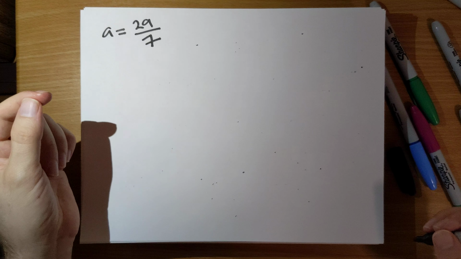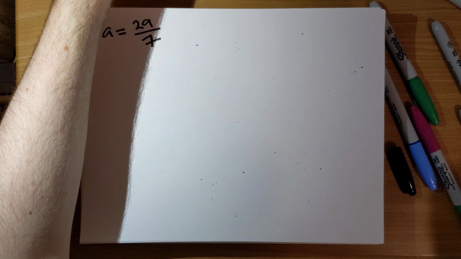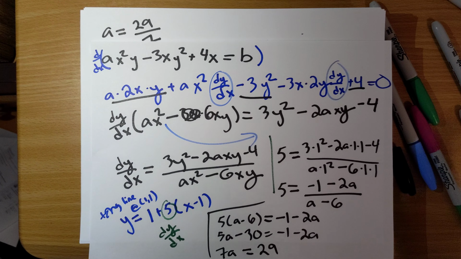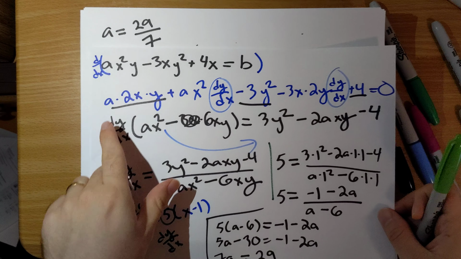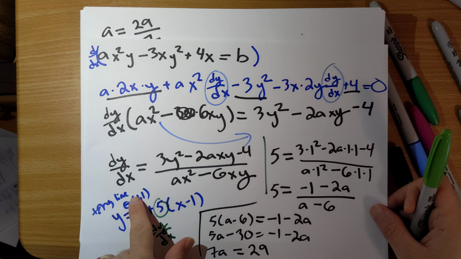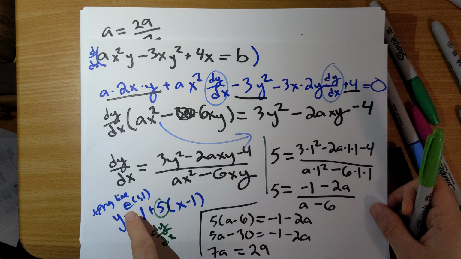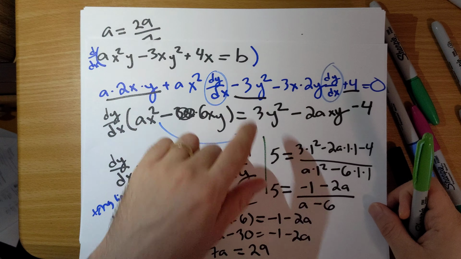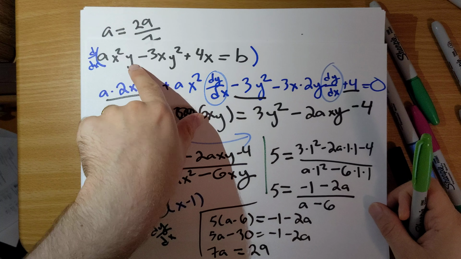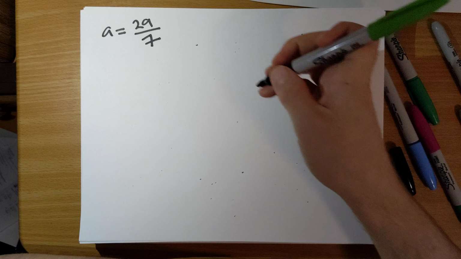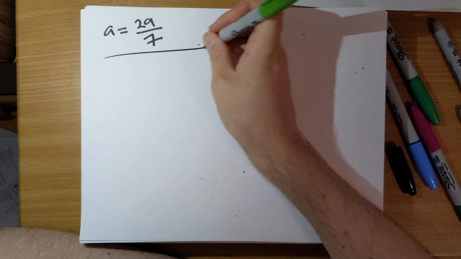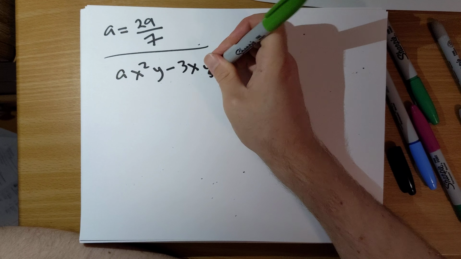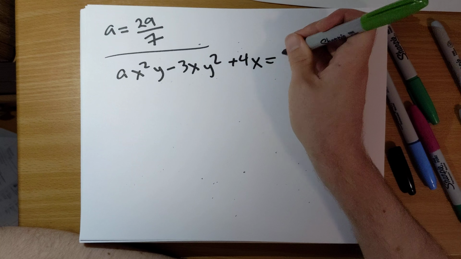And then the very last thing that we have to do is, in part C, use our answer to part B to find the value of b itself. We're going to do that by saying at the point (1, 1), we know when x is 1, y is 1, we can plug all of this stuff in here. So let me just recopy down: ax squared y minus 3x y squared plus 4x is equal to b.